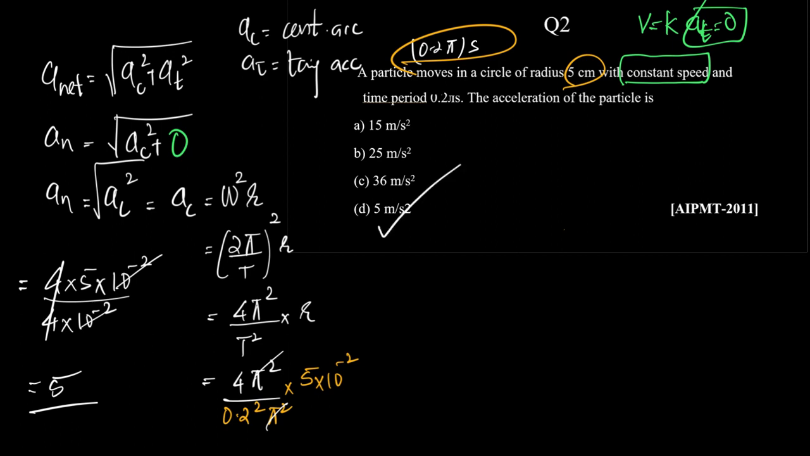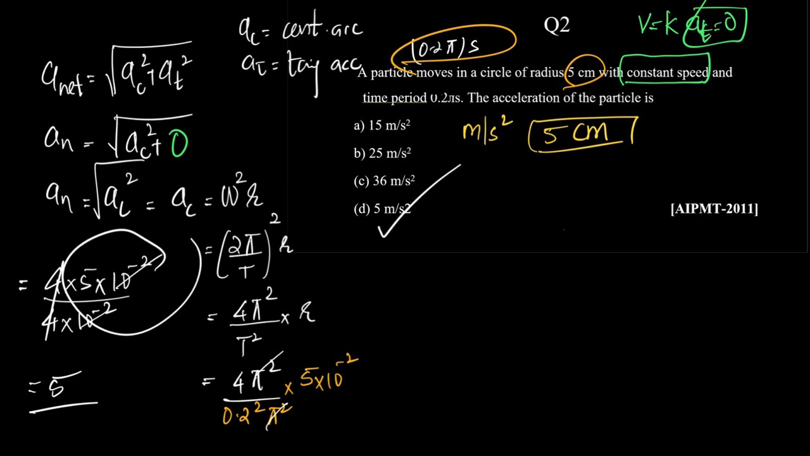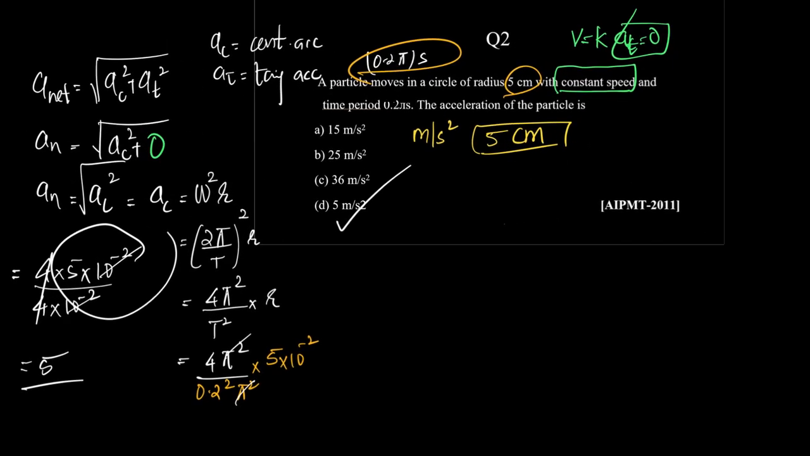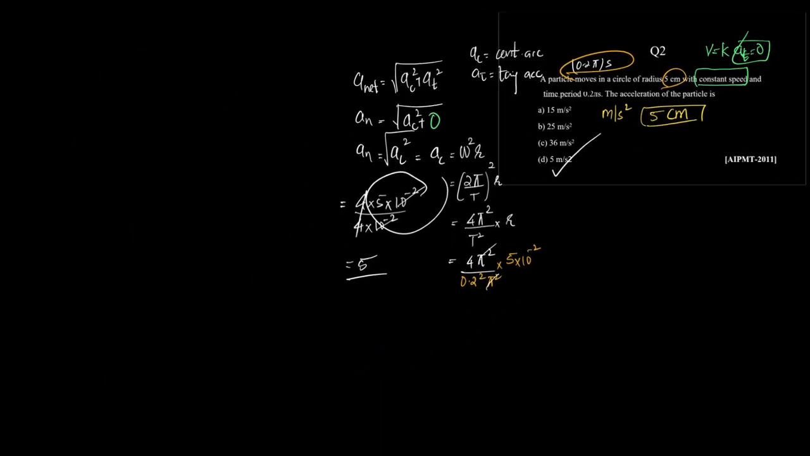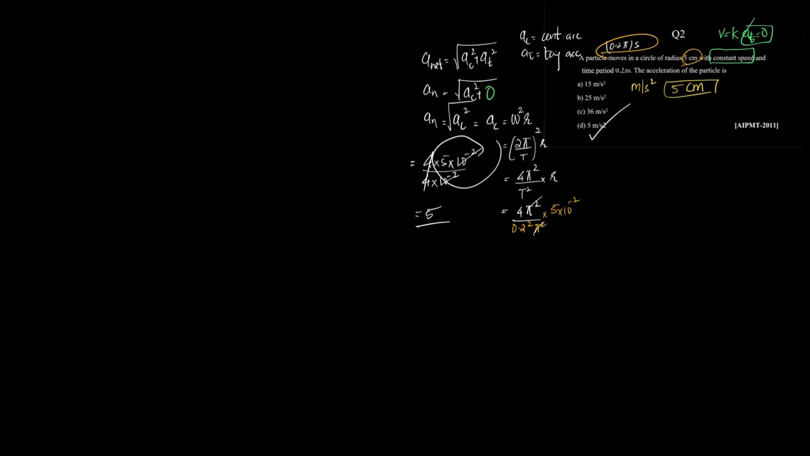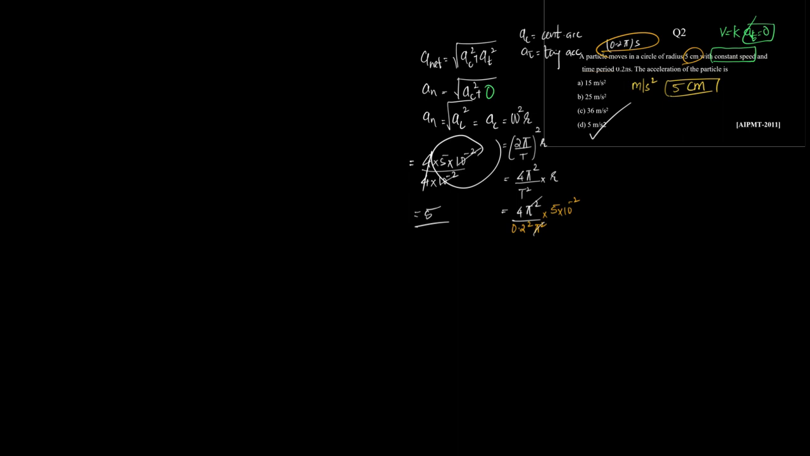So now you may think, why did I convert 5 into 10 to the power minus 2? Because the option says only meter per second square, whereas what's given to us is 5 centimeter. Okay. I would actually suggest that while solving this question, you should learn a couple of things in addition to this, which will help you in improving your concepts. We'll discuss that as 3 cases.